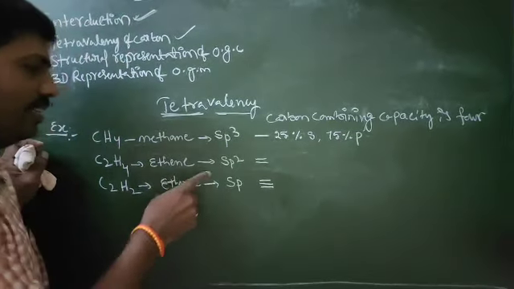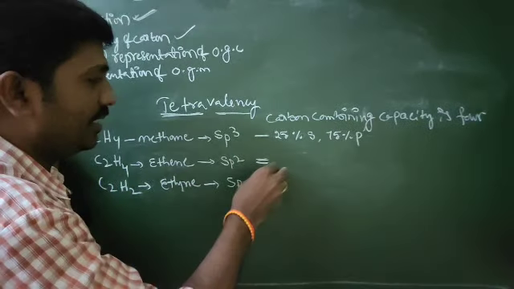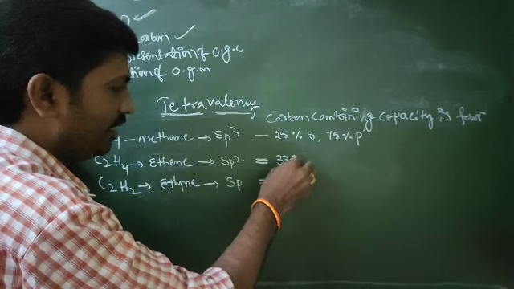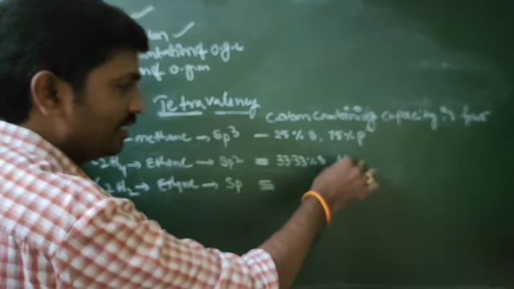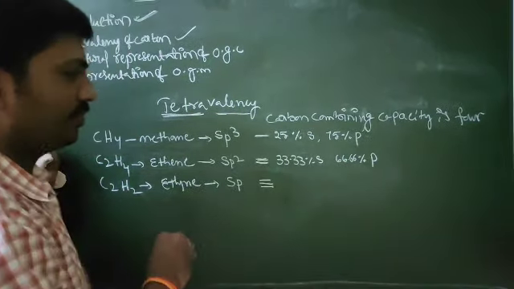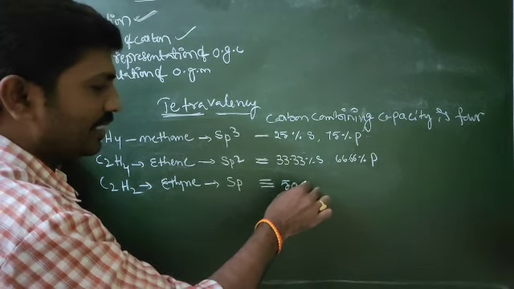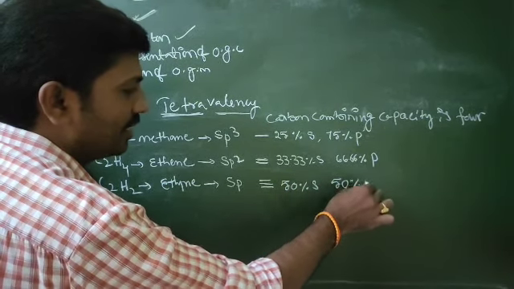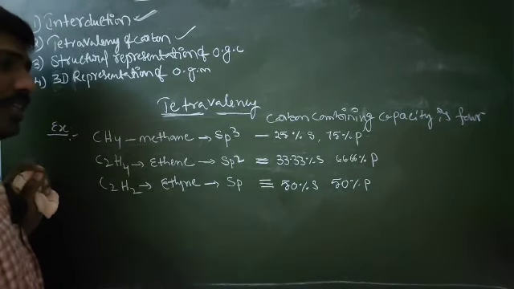Next, in the double bonded compound ethene, sp2 hybridization has 33.33 percent s character and the remaining 66.66 percent is p character. In sp, there is 50 percent s character and 50 percent p character.